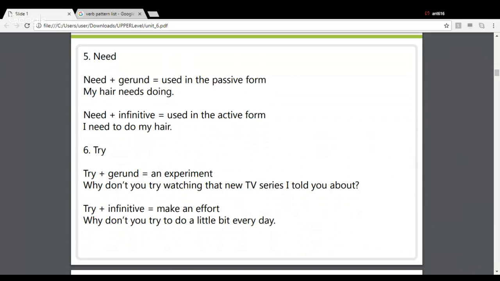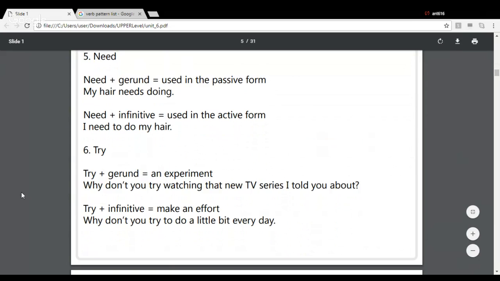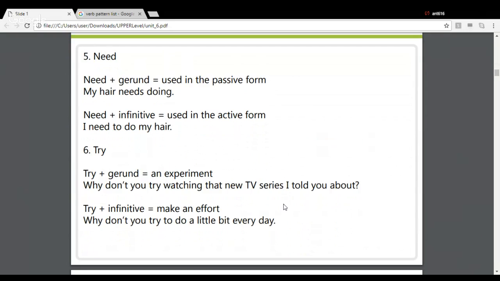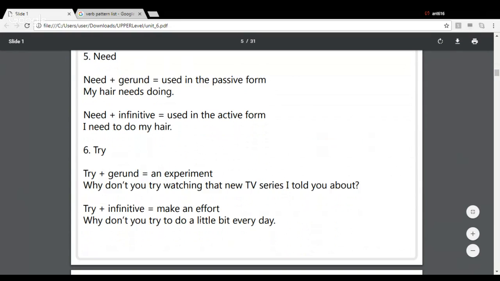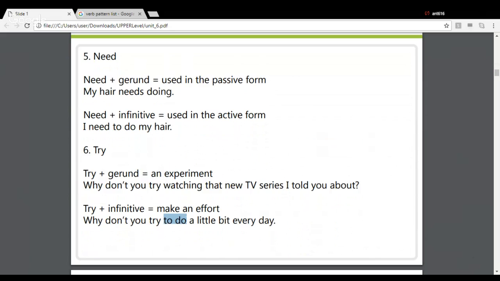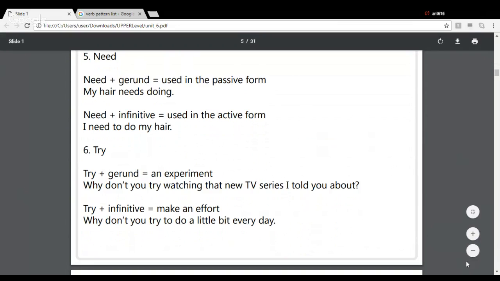And then here with try as well, to make an effort. Why don't you try doing a little bit every day is also okay in my opinion. I've just used the do plus ing. It can also be used as an experiment. Why don't you try to do a little bit every day? It gives you a little bit more... I don't know what to say exactly. All right. Anyway, so that's that.